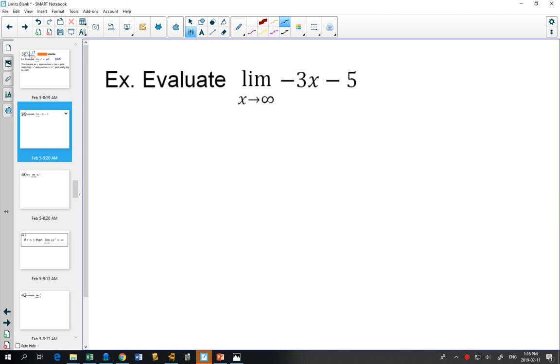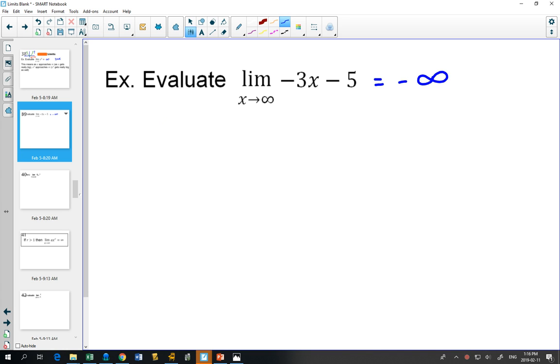So in this situation, what happens when x gets really, really big, right? Well, if x gets really, really big, it's going to get multiplied by -3, and then you're going to subtract 5. Can you see that that's going to be a really, really big negative number?